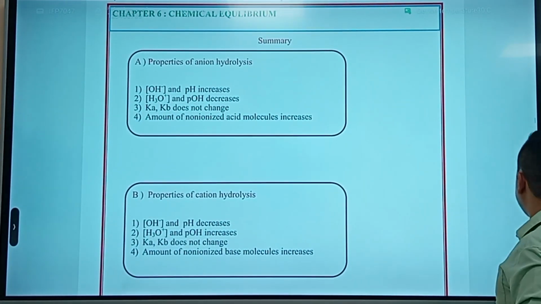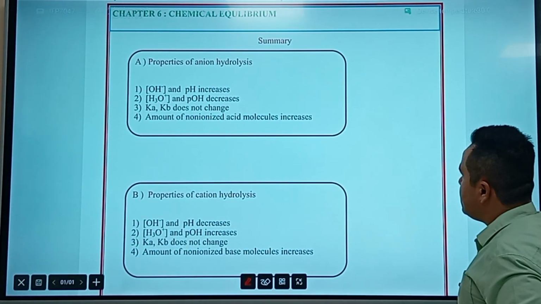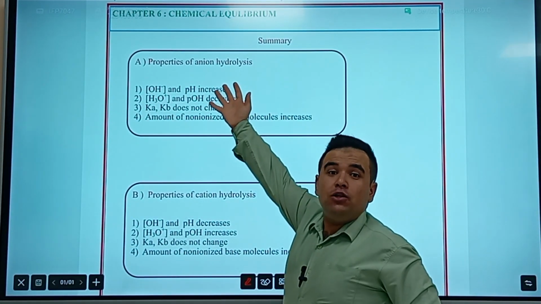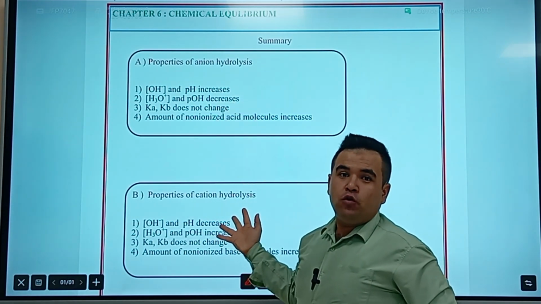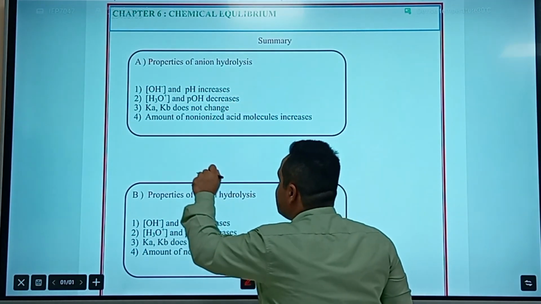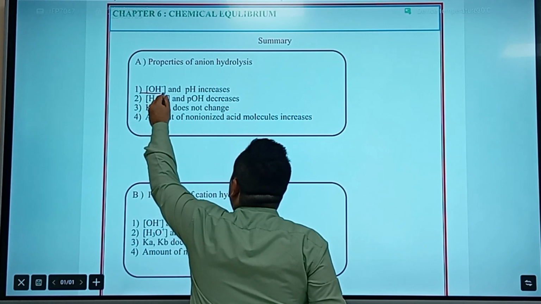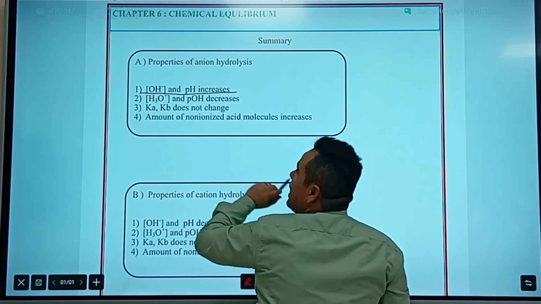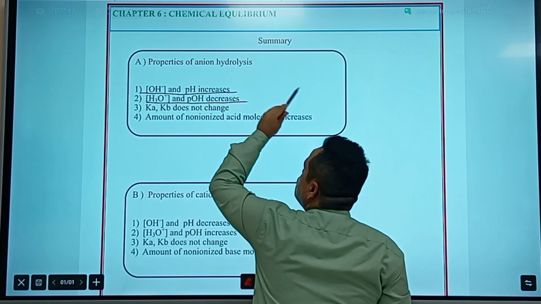So, in summary, the properties of anion hydrolysis and cation hydrolysis. Anion hydrolysis: the hydroxide and pH increase, guys, but hydronium and pOH decrease.